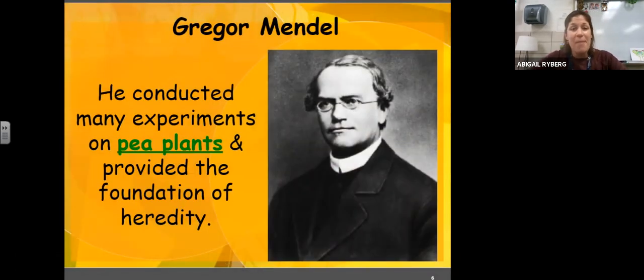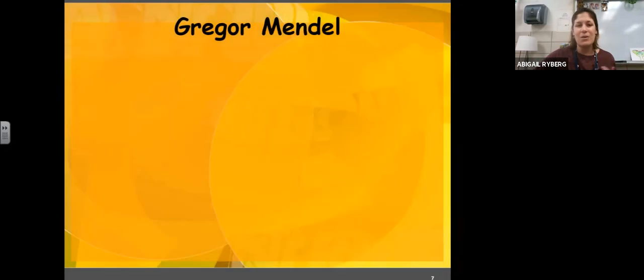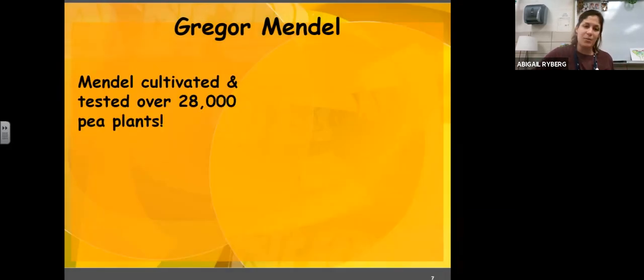He conducted many experiments on pea plants, like the peas that you would eat. His work on pea plants really provided the foundation for heredity. And I'm going to give you a little tiny background about why he used peas and what he was looking for with the peas.